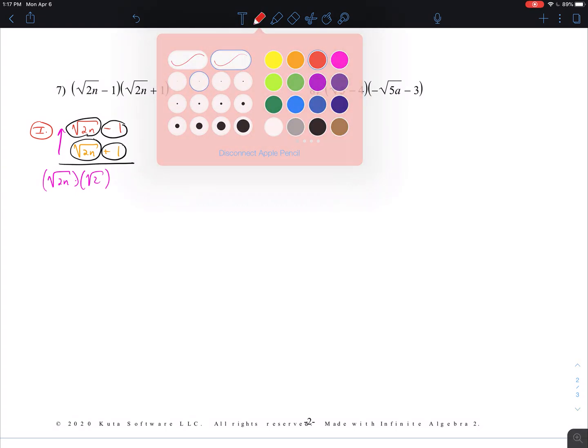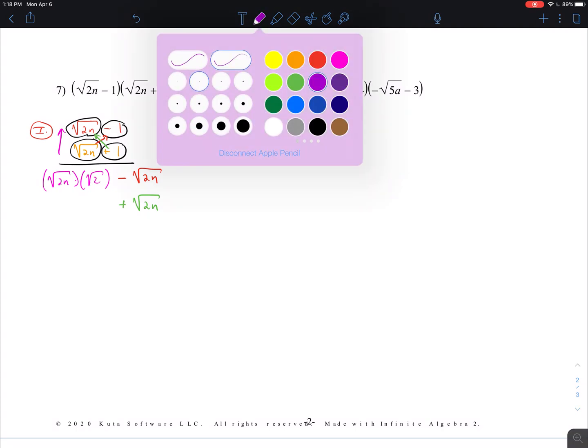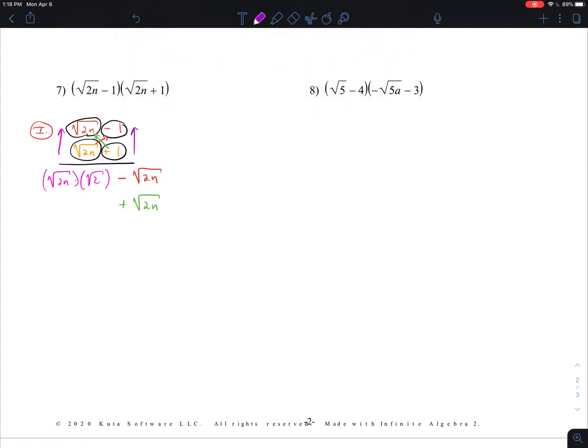Now, let's use red. This will be minus, right, because negative 1 times the square root of 2n would be negative square root of 2n. Then I'm going to use green, and I'm going to multiply backwards here, so that gives me a plus square root of 2n. And then the last product that we have is negative 1 times positive 1, which will give us a negative 1.